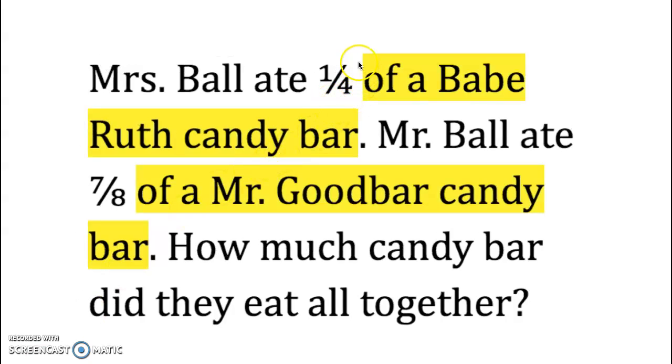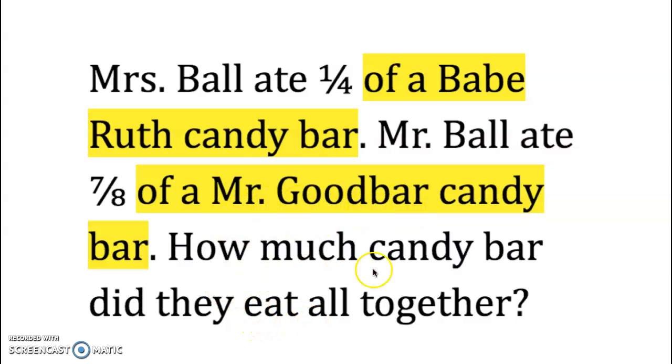So usually you can find your units right after the numbers referenced in a word problem. So what I have highlighted here are our units. So we're talking about Babe Ruth candy bars and Mr. Good's candy bars. Some of you guys may be thinking, well, Miss Fields, Babe Ruth candy bars are different than Mr. Good candy bars.